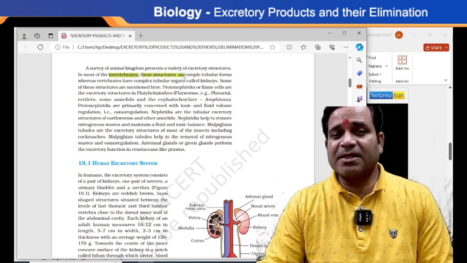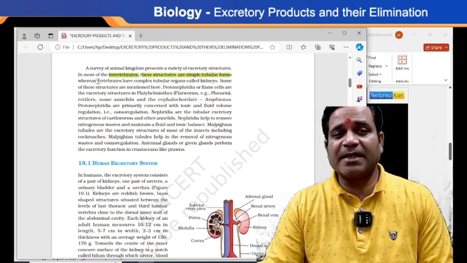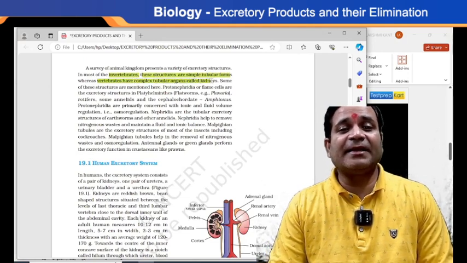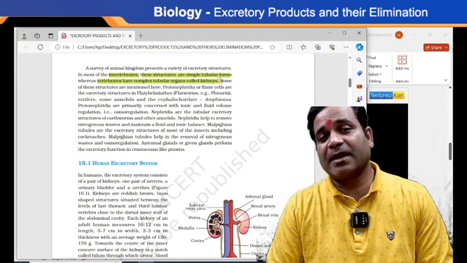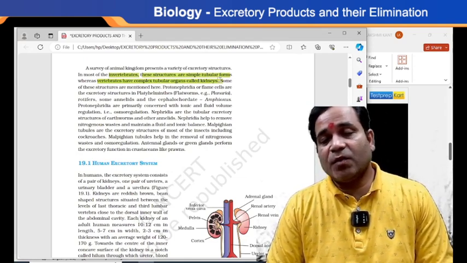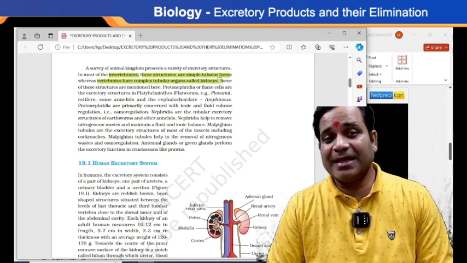So these structures are similar tubular forms, whereas vertebrates have a common complex tubular organ, and that very common complex tubular organ, my dear, is what? Kidney. Correct? So if anybody asks you which one is the main excretory organ in vertebrates, then what do you say? Kidney.